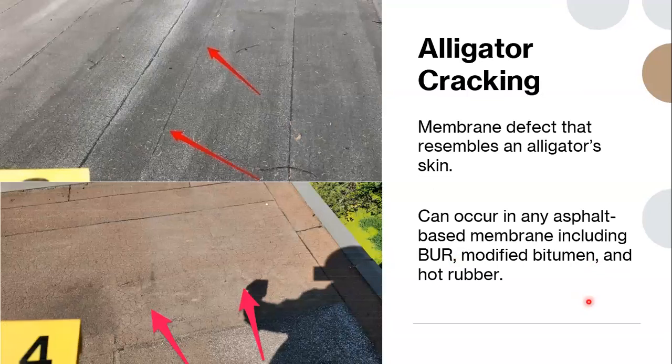Another thing we see, as the name suggests, is alligator cracking, a membrane defect that resembles an alligator's skin. This is something that can happen with asphalt in general, not even just with roofing. You can see it in asphalt pavement as well. Because it can happen in all these different roof systems, we can see it in the built-up roof system, modified bitumen, as well as hot rubber. If it's a localized issue, it's something that can be dealt with. If it's widespread, that could be more alarming and may determine how soon you would need to replace your roof.